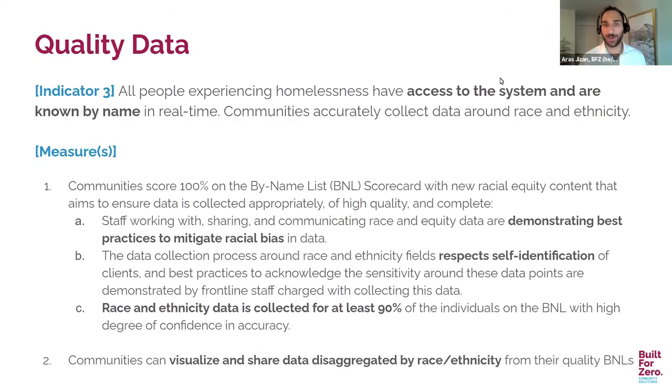Okay, so I think we're going to move out of a slightly more qualitative space into something that's a little more familiar for all of us. The next indicator is related to quality data. And really what this boils down to is that all people experiencing homelessness have access to the system and are known by name in real time. Let me put that a different way: does your by name list include everybody in your community, regardless of their race and ethnicity?